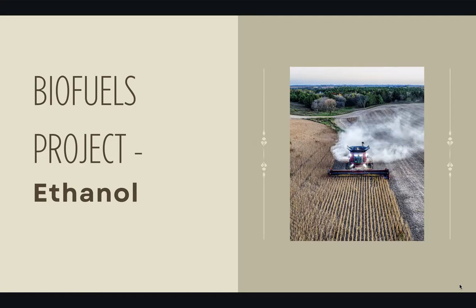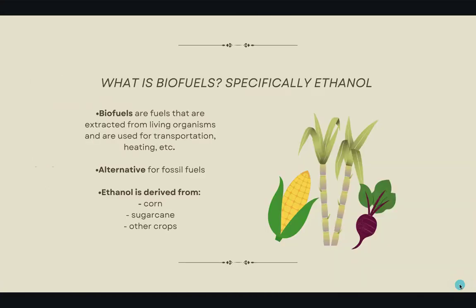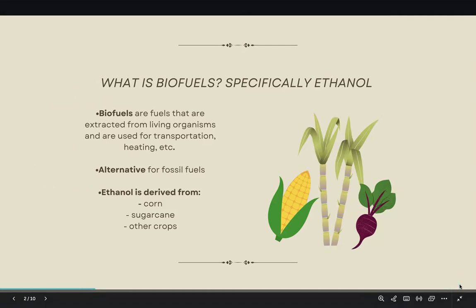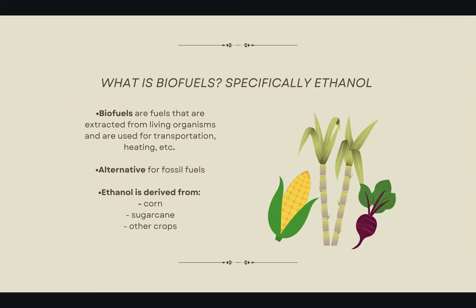This is my biofuels project over ethanol. What are biofuels and specifically what is ethanol? Biofuels are fuels that are extracted from living organisms and are used for transportation, heating, energy sources, and a bunch of other things. These biofuels are renewable resources, so they're used as an alternative for fossil fuels since fossil fuels are non-renewable. Ethanol is C2H5OH, which is derived straight from corn, sugar cane, and other crops.